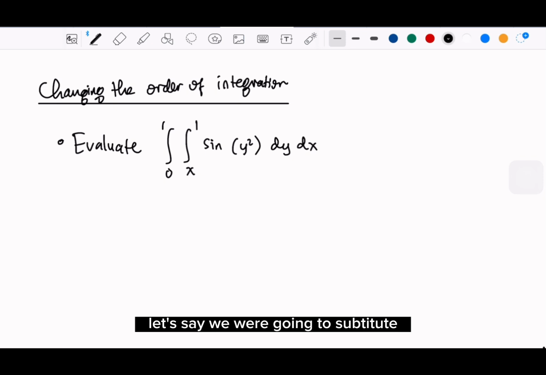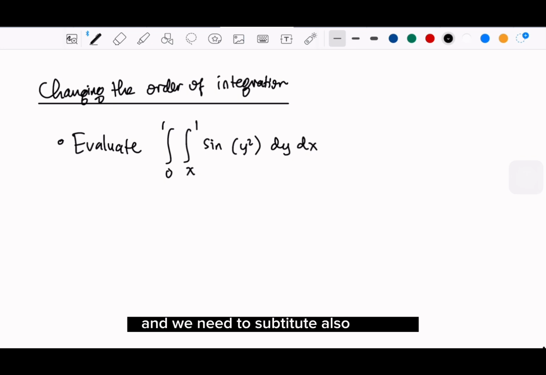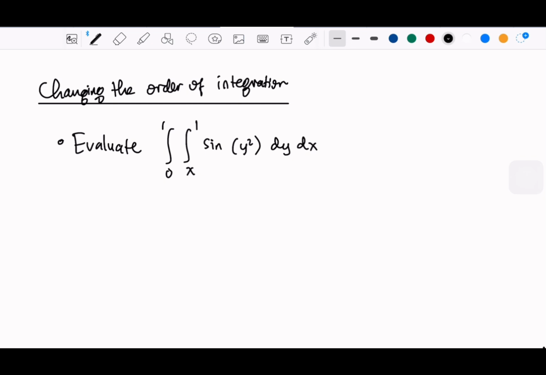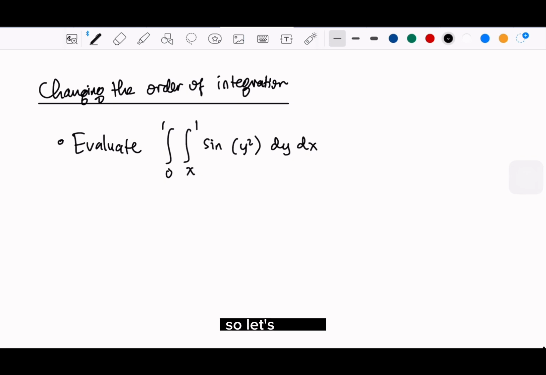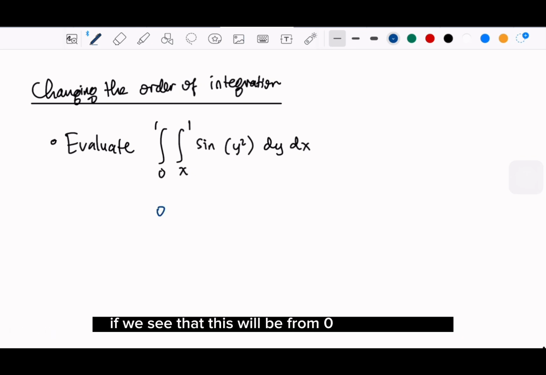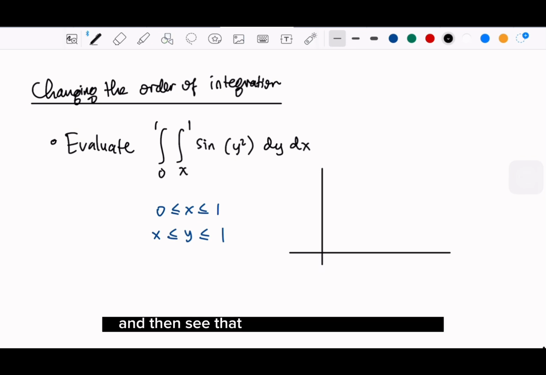Let's say we are going to substitute. I know the substitution will be related to this one, because if you substitute this y, then we need to substitute also this dy, and then we can solve it in any way. So the best way to see this is to look at the endpoints. So let's check the endpoints. This will be from 0 to 1 for x, a constant, and for y, this will be from x to 1. I think we can draw this very fast, easily. Draw the axes, and then see that we have y equal x.